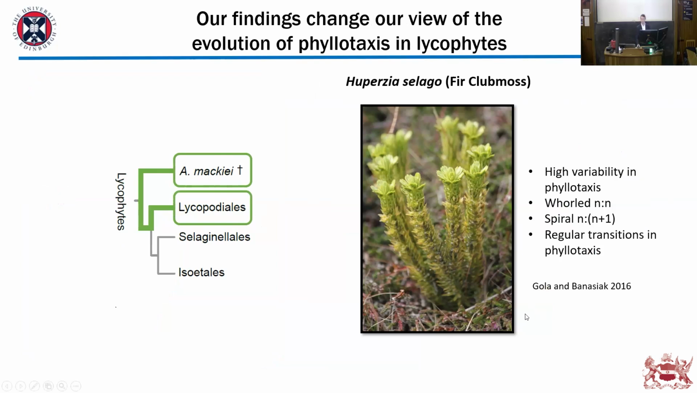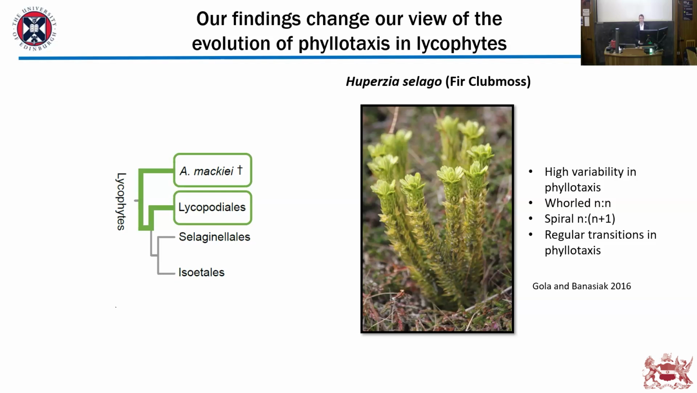And by doing that, what we were able to find is that many species of Lycopodiales, including the fir club moss, which you can find around lots of bits of Scotland today, Huperzia selago, also have a highly variable phyllotaxy, often display both whorled and spiral phyllotaxy, and also have regular transitions. So all of these characteristics that we're finding in Asteroxylon are found amongst this living group of plants today.